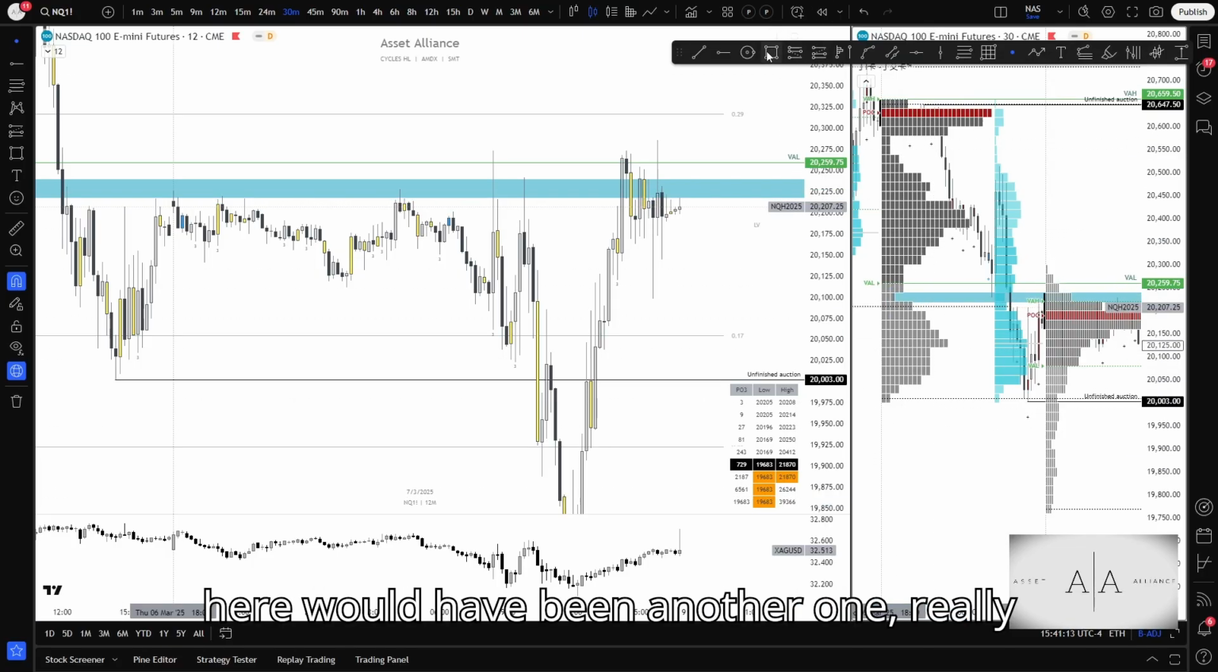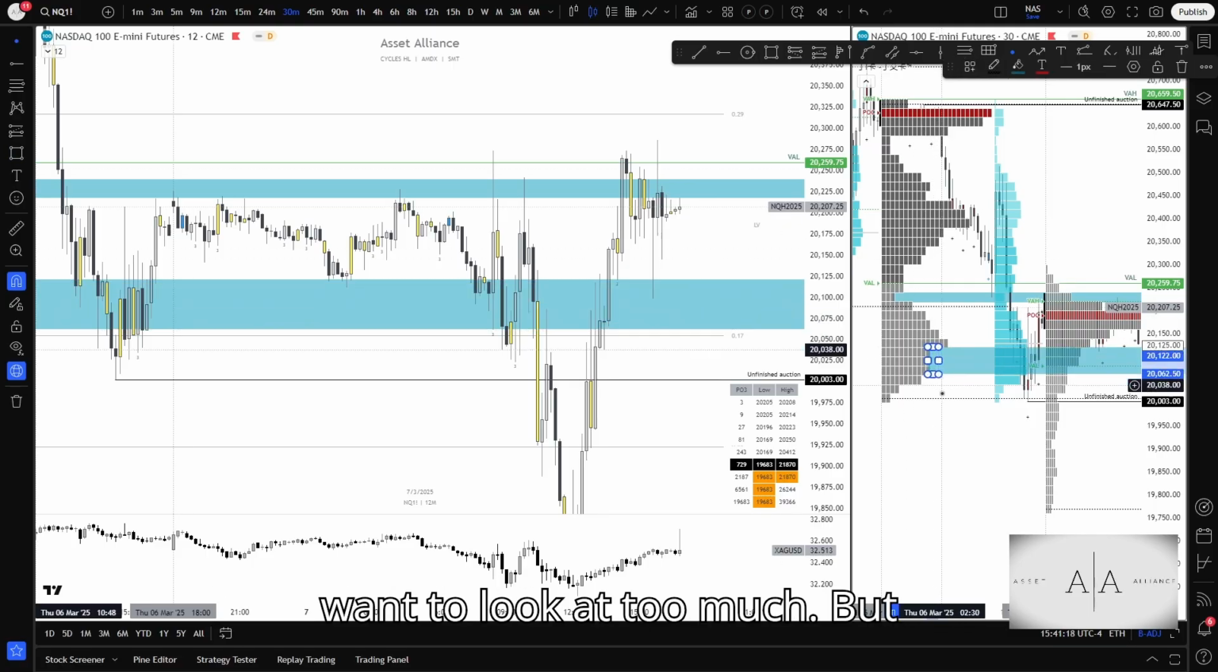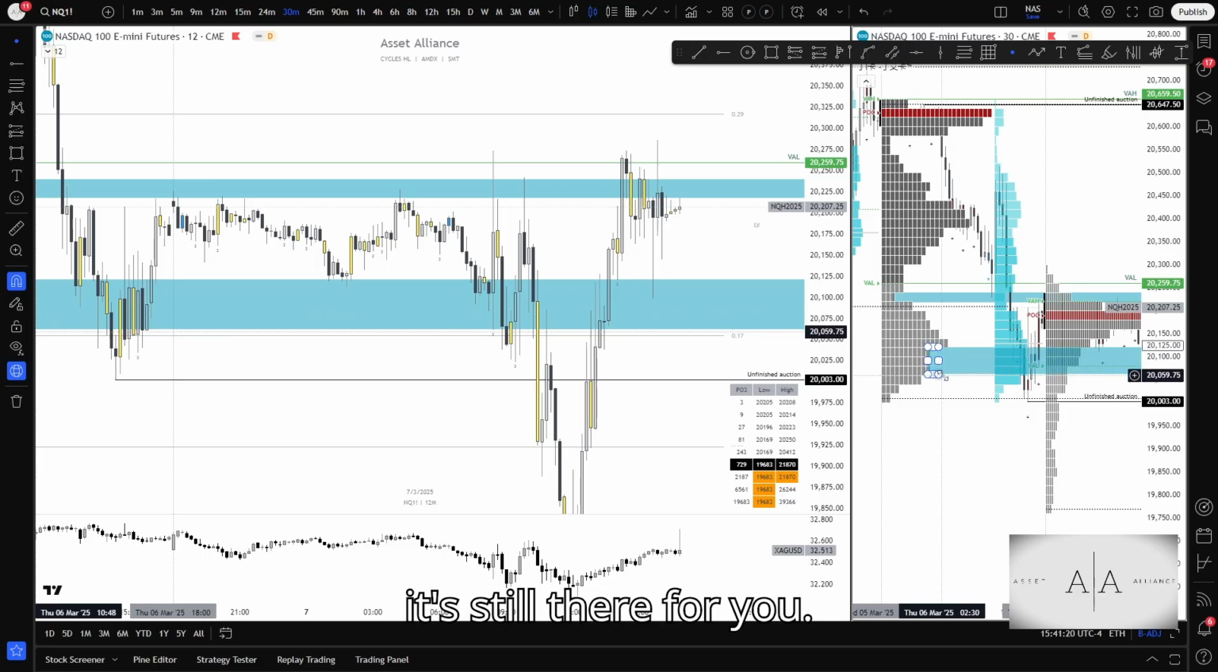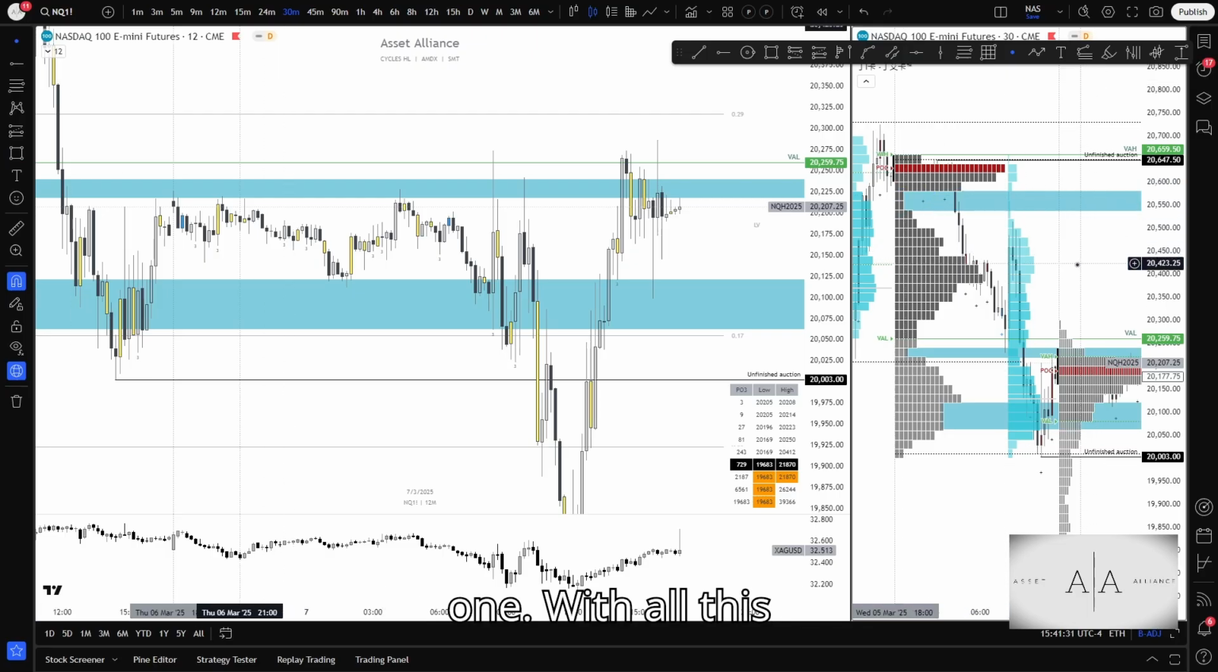Now here would have been another one, really small one. So this one you don't really want to look at too much, but it's still there for you. And another shelf right here. Right, so we never got to tap back into that one.